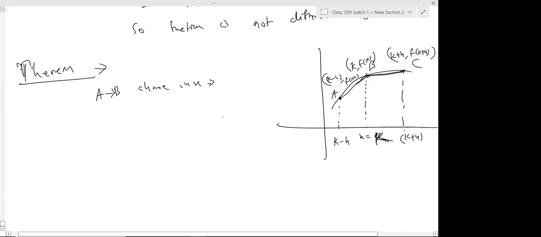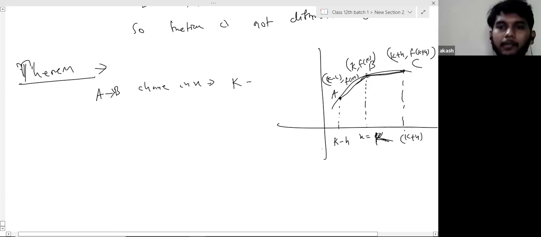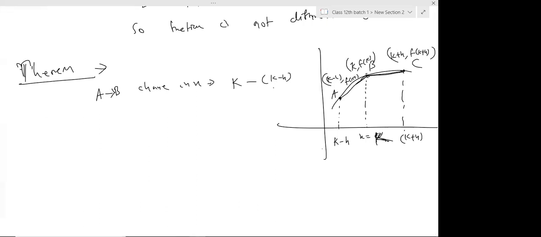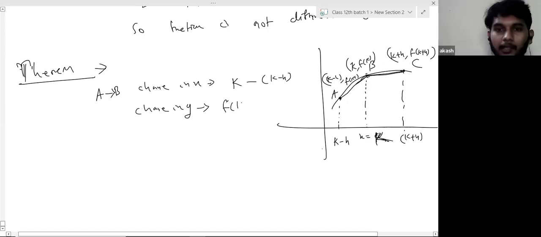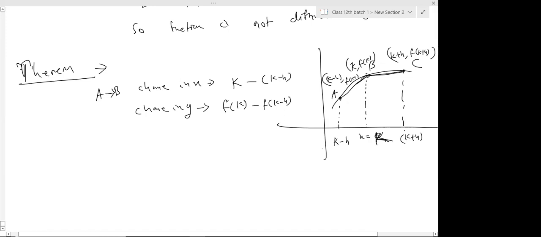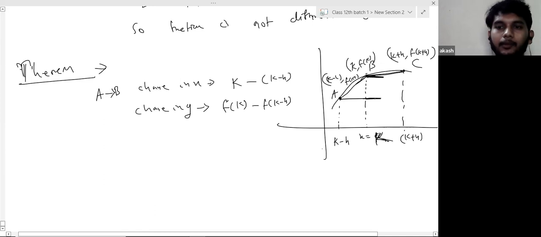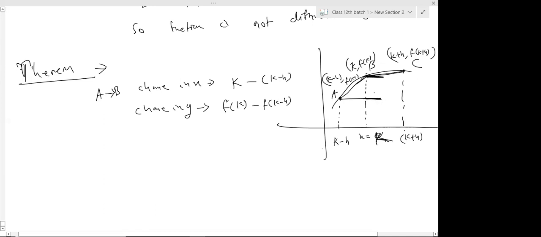So the change in x is h, or what we can say, k minus h, right? Yes or no? Yes, sir. And change in y? f of k minus f of k minus h, right, Krishna? This is how to check the change in y. This y minus this y. Yes or no? Yes, sir.